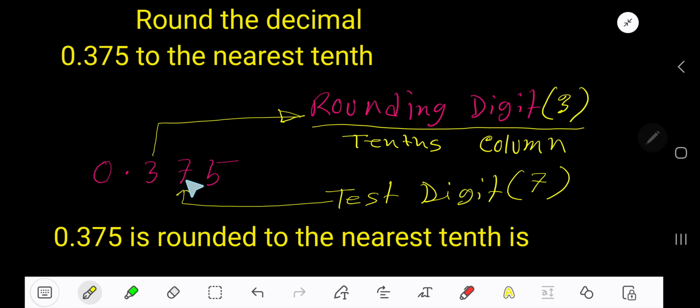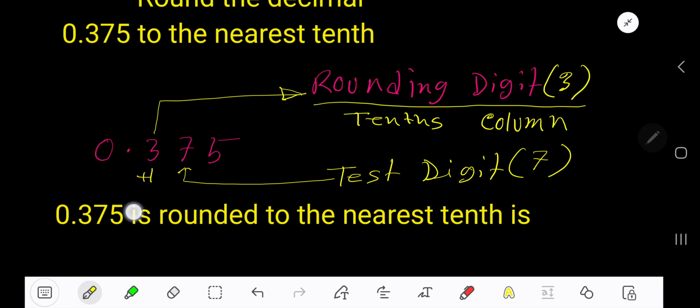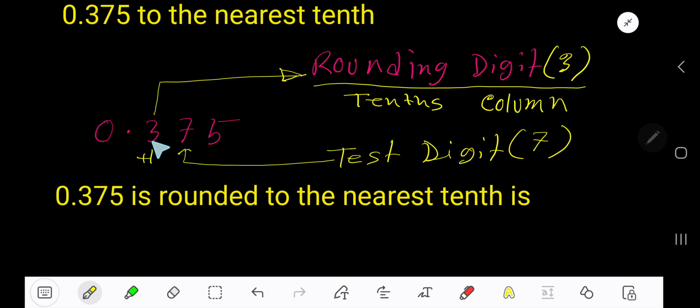If the test digit is equal to 5 or greater than 5, we round up. That is, we need to add 1 to the rounding digit. Since 7 is greater than 5, we need to add 1 to the rounding digit, which is situated in the tenths column, as we want to round to the nearest tenth. So we are getting 0.3 plus 0.1, 0.4. So 0.375 rounded to the nearest tenth is 0.4.